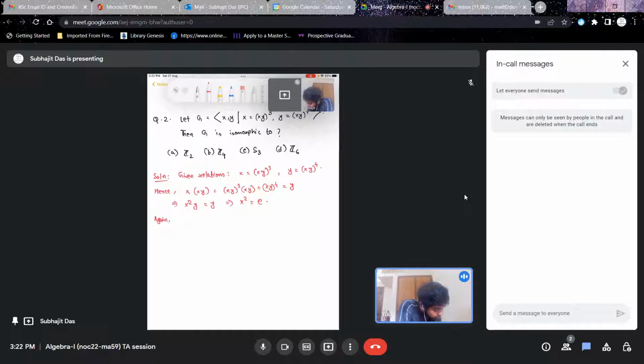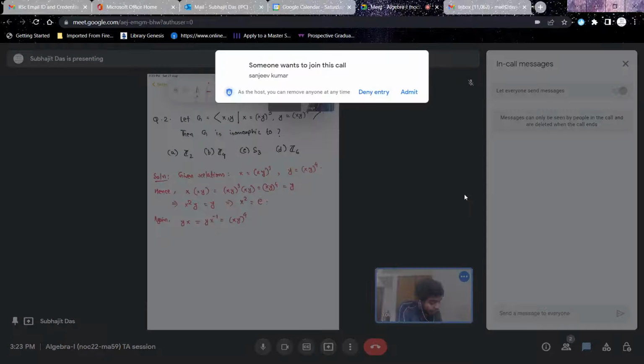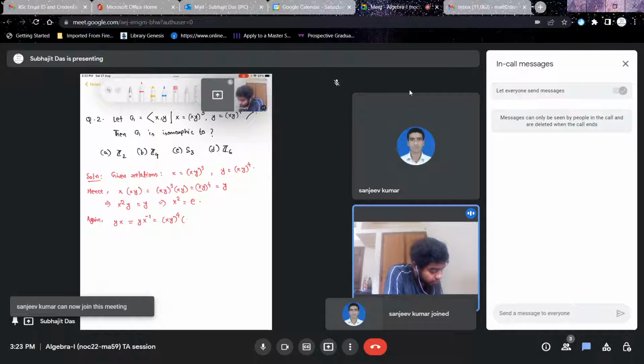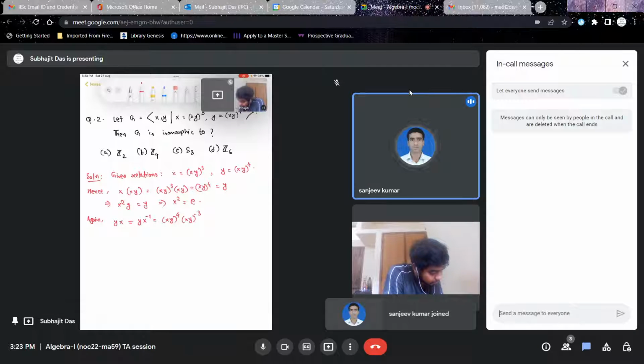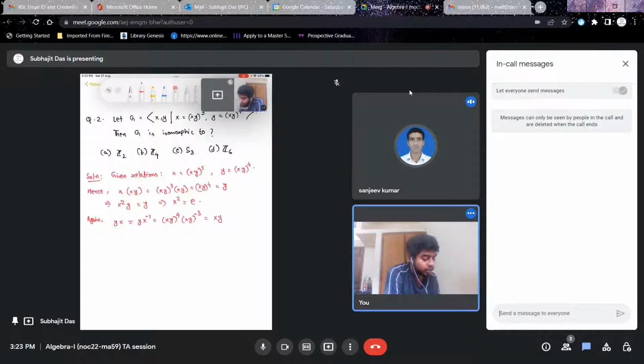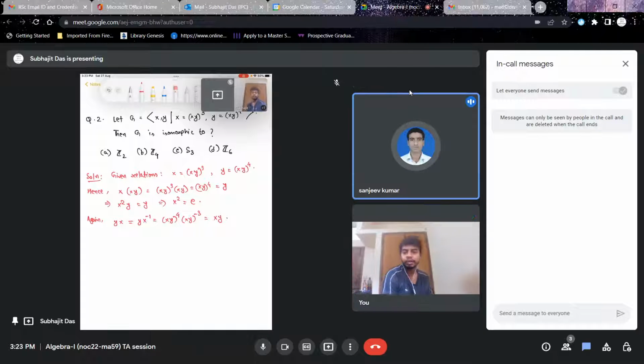Now if we take yx, we know that x squared is the identity, which means that x is its own inverse, it's self-invertible. So yx can be written as y x inverse as well. If we take the value of y from the second relation, y is just xy to the power 4 times x inverse, which is xy to the power minus 3, and this turns out to be xy. So the point is that x and y commute. This is what is given here.